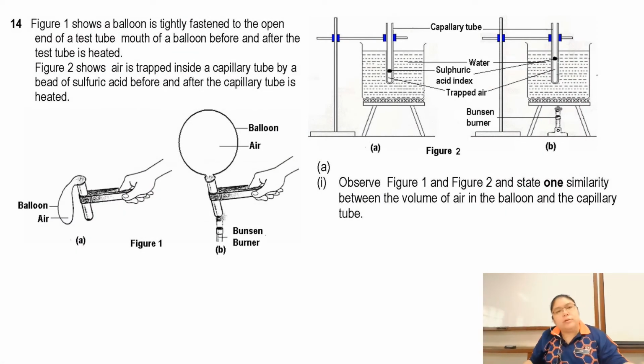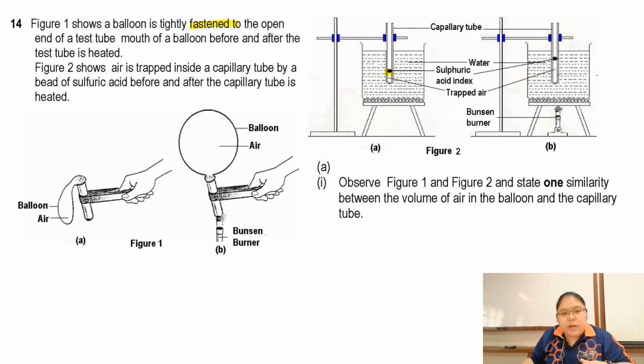Okay, next, question 14. Let's see the keywords from question 14. They say the balloon. The balloon is fastened to the open end of the test tube, mouth of the balloon, before and after the test tube is heated. So when you see diagram 2, air is trapped inside the capillary tube, this one. Also inside the air trap there is a sulfuric acid index. Below that is trapped air A. After that they say it is also heated. You see the second diagram, they are heated.